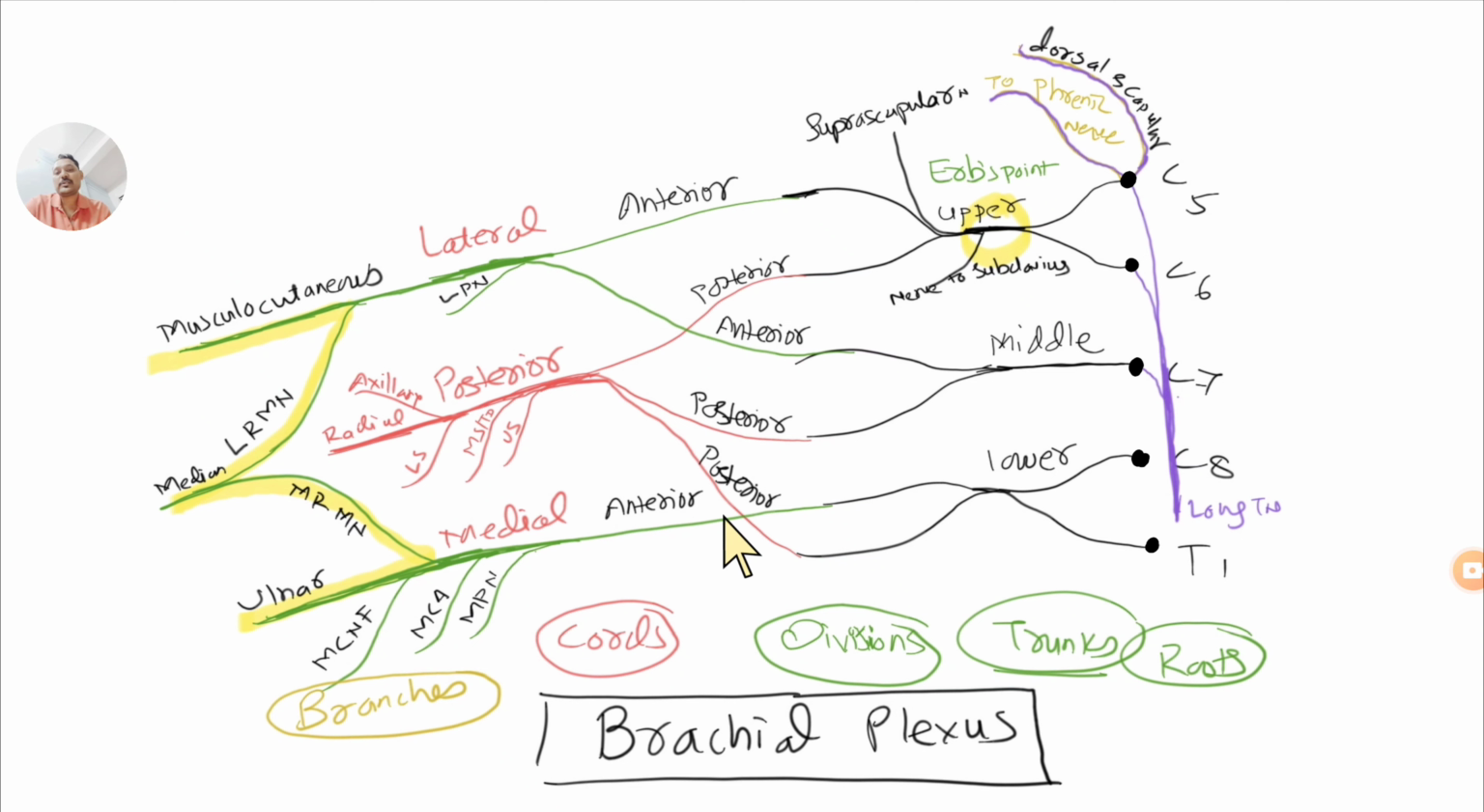Now your medial cord, which is the continuation of the anterior division of your lower trunk, gives five branches: the medial pectoral nerve, medial cutaneous nerve of arm, medial cutaneous nerve of forearm, the medial root of median nerve, which is considered a continuation of this cord, and the largest branch, the ulnar nerve. So these are the branches of the medial cord.